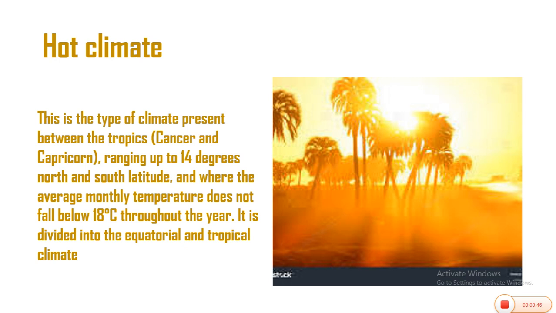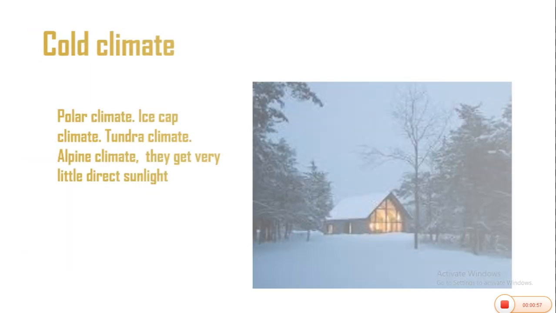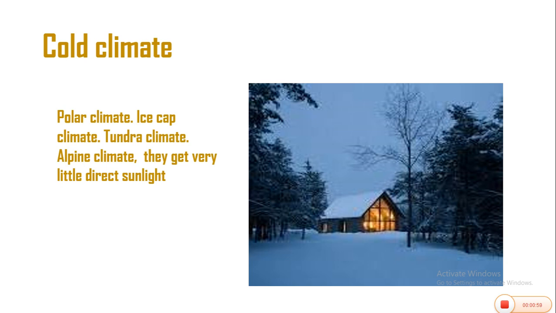On the screen, we have a picture of what the hot climate or the tropical or equatorial climate looks like. Another type of climate is the cold climate. The cold or polar climate, or the ice cap climate, or the tundra climate, or the alpine climate. They get very little direct sunlight. From the image on the screen, you can see that this area is almost covered in snow. There's little or no sunlight in this type of climate.